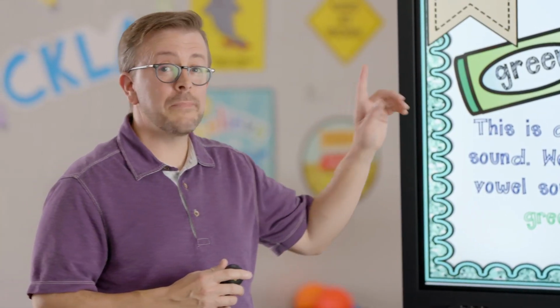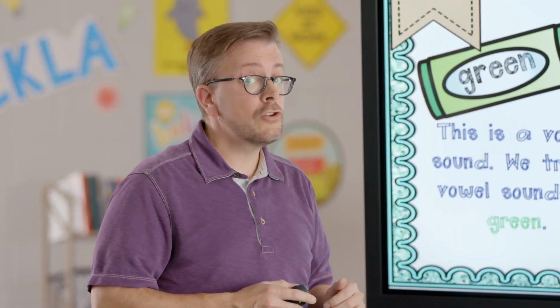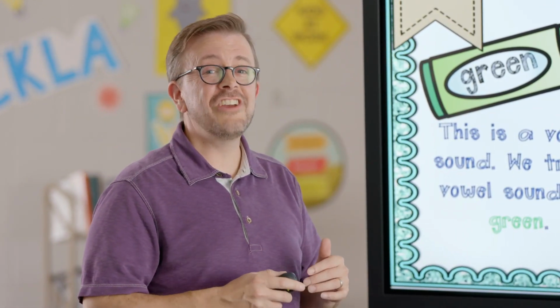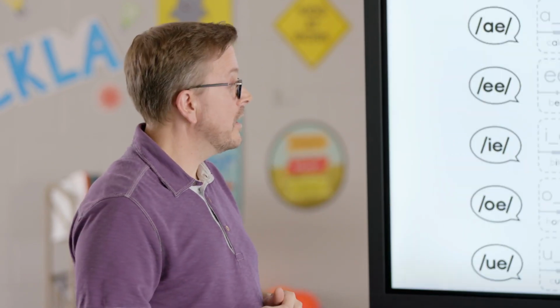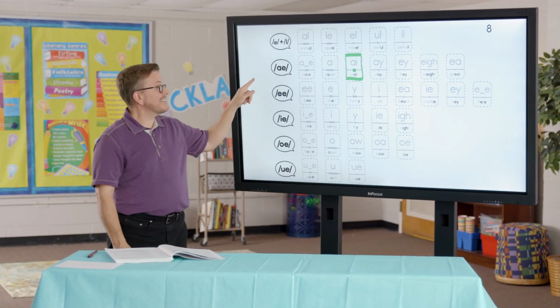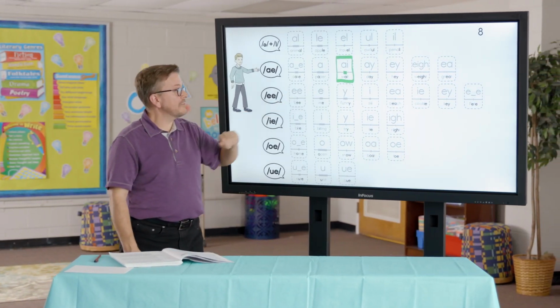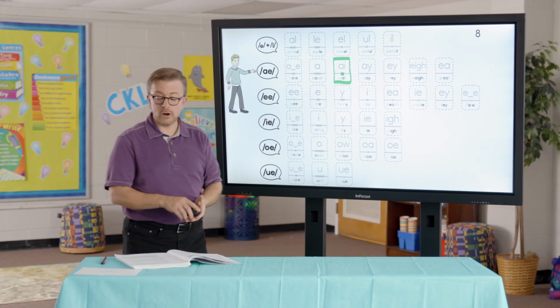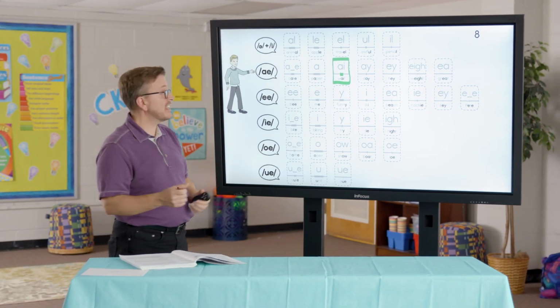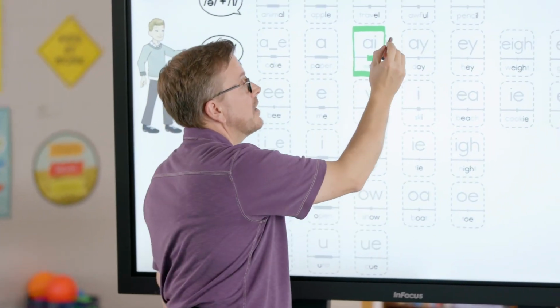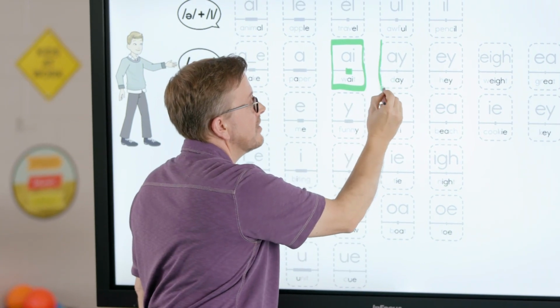So boys and girls, let's grab that green crayon. Let's grab that individual code chart, get it open to page 8. Again, page 8. And we remember, we're looking at this long A sound right here. We've already filled in the AI from our wait. Now we're going to take our green crayon and we're going to fill in day. And we're going to follow right around the edge of that one.